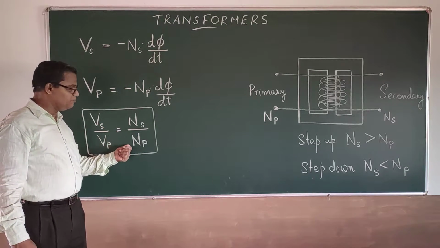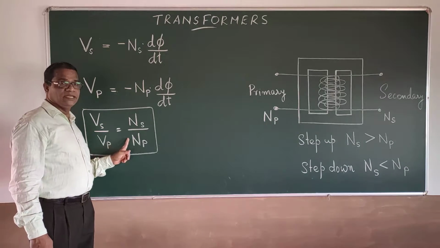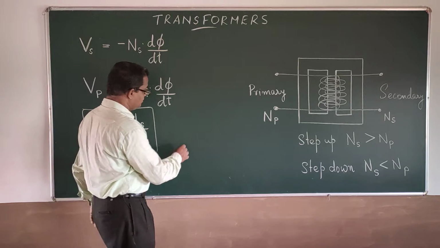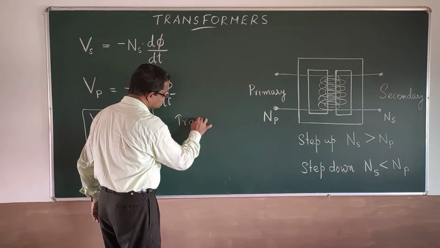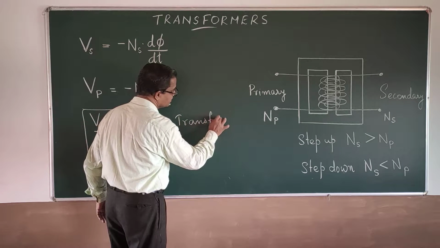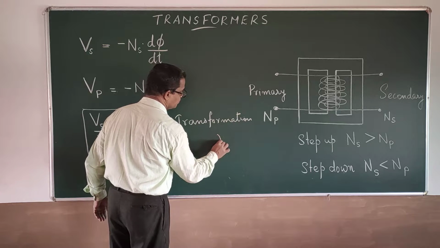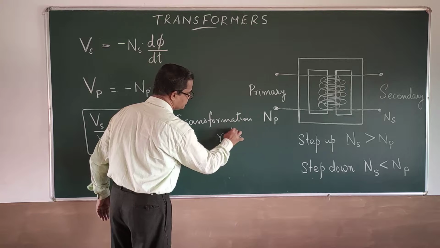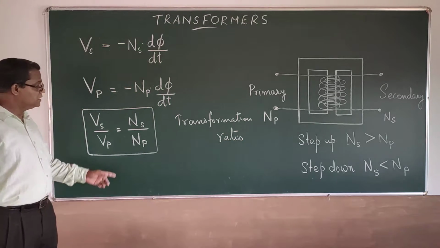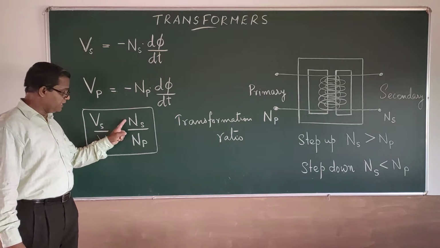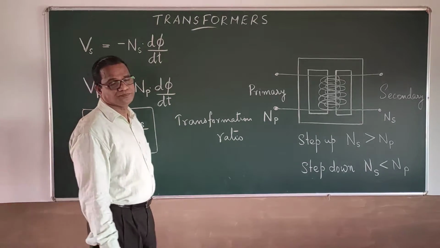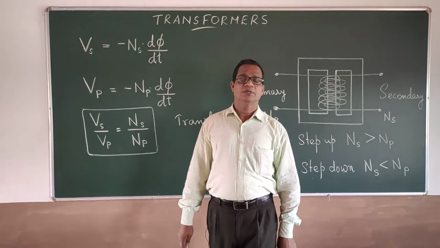And Ns by Np, in general we can take it as the transformation ratio or turns ratio, Ns by Np. Alright.